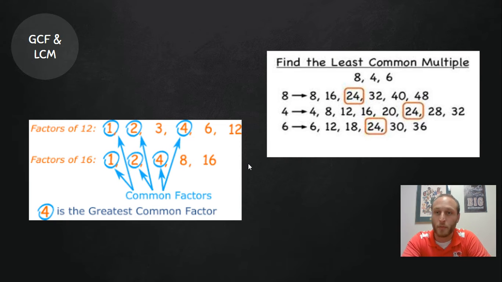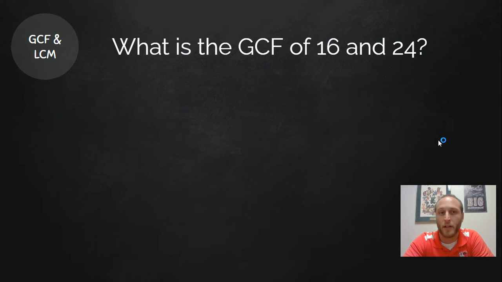For least common multiple, that's when we skip count. So if I was doing the least common multiple of three numbers, like 8, 4, and 6, I would skip count by 8s, skip count by 4s, skip count by 6s, and then I'm going to see which number comes up first that they have in common. In this case, 24 would be the least common multiple. So let's try a couple on our own.